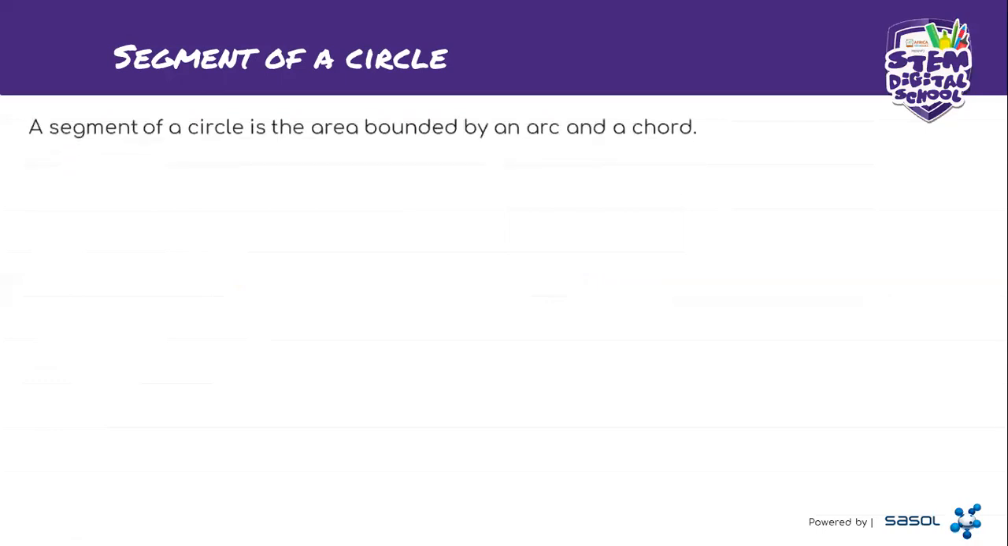Now let's proceed. We are now focusing on segment of a circle. We'll be learning how to go about the segment of a circle. Now let's see what a segment of a circle is.